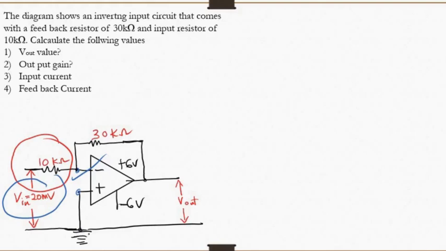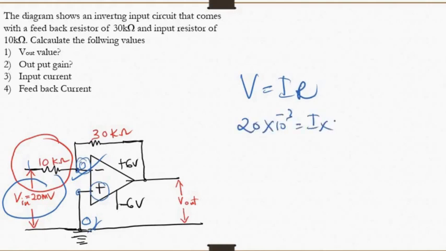So here you can easily see the potential at the plus point is 0, it's grounded here. So the potential at minus also has to be 0. So the potential difference you can see now, it's here 20, here 0. Let's apply V equals IR. V is 20 millivolts, 20 into 10 to the power minus 3. R we can take as 10 into 10 to the power 3.